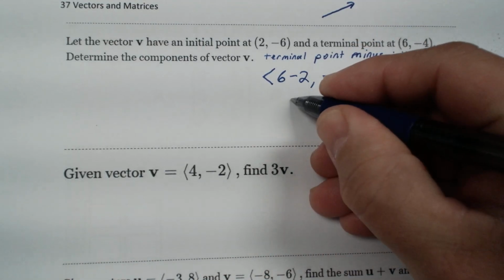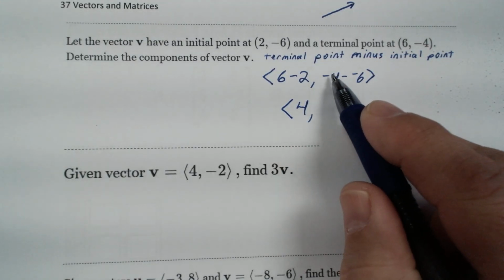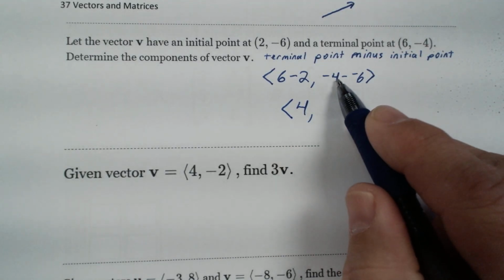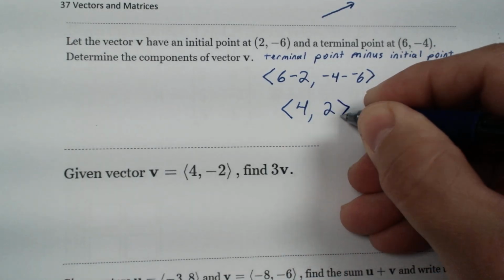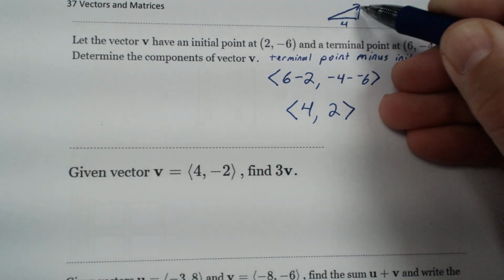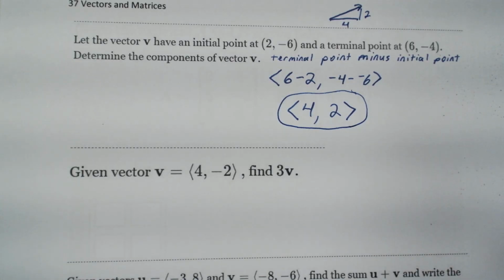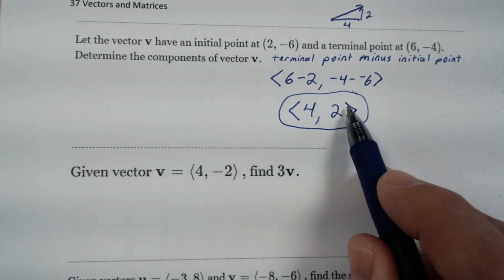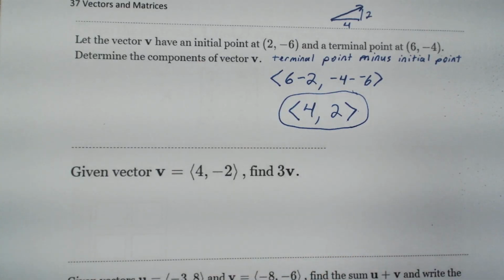6 minus 2 would be 4. 4 minus -6, or excuse me, -4 minus -6, I would treat as -4 plus 6, so that would be 2. So it's going to the right 4 units and up 2. But this is my final answer. Also of note, they have these unique little brackets that are coming to a point on each side.